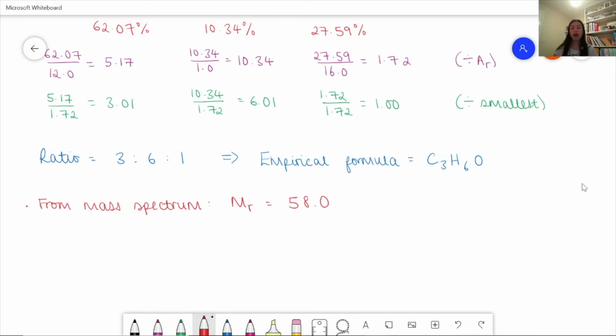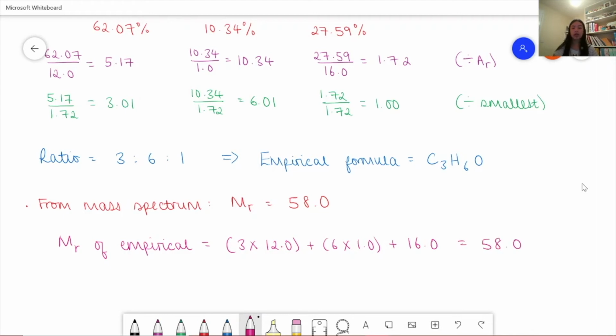And so the way we work out our molecular formula is to first work out the unit of the empirical formula, and then we have to multiply everything in this empirical formula by this unit. So firstly, looking at the Mr of the empirical formula, so we have 12 times 3, and then we add 6 times 1, and then we also have a 16.0. And this actually gives us 58.0. And so our empirical formula is actually our molecular formula.